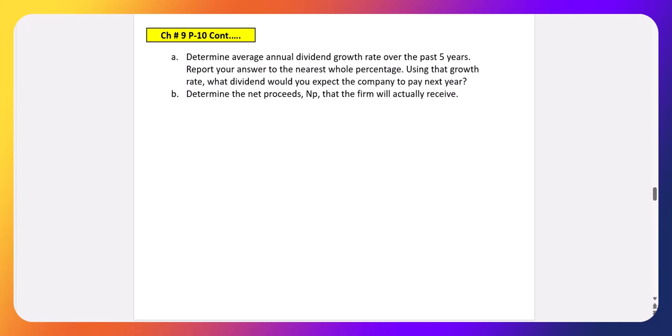So we're challenged with determining the average annual dividend growth over the last 5 years, and B, determining the net proceeds the firm will actually receive. A simple way to determine the growth rate over a period of time, historically speaking, is to take the present value of the dividend, plug in the future value, and achieve a rough estimate of the rate over 5 years. If we think of this intuitively, our future value would be today at $4, and our past dividend we'll use as the present value. And we're going to solve for R using the future value lump sum formula.